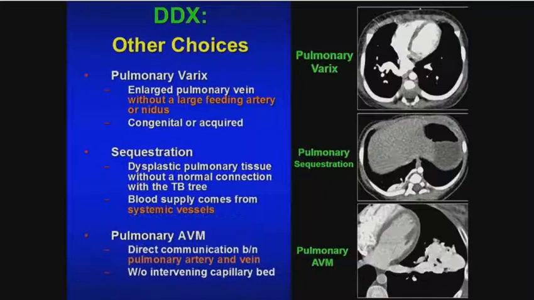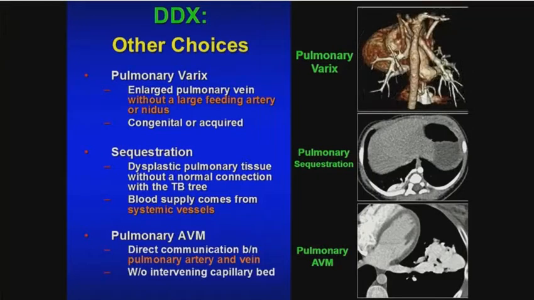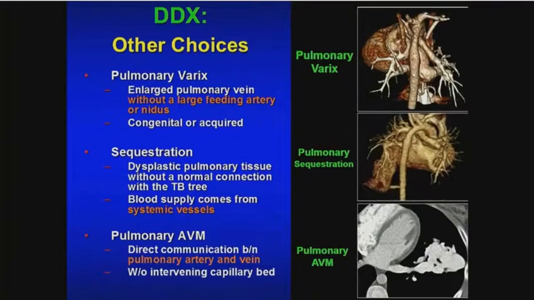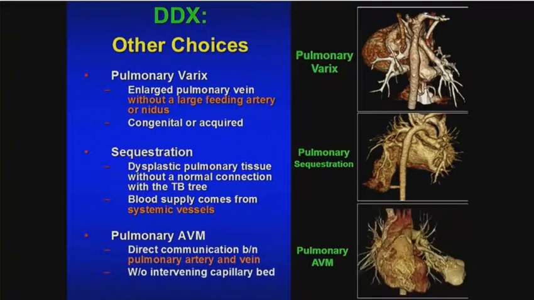Other choices, and why they were not the correct answer: for example, pulmonary varix is just an enlarged pulmonary vein, but draining into the normal location, which is the left atrium. Pulmonary sequestration is dysplastic, malformed lung tissue. They do have an abnormal artery, and typically venous drainage is into the inferior ipsilateral pulmonary vein rather than other structures. And pulmonary AVM is a direct communication between pulmonary artery and vein without an intervening capillary bed, but the drainage, once again, is typically to the left atrium. Because of that, these could not be the right answer.